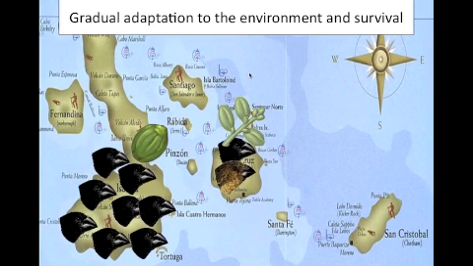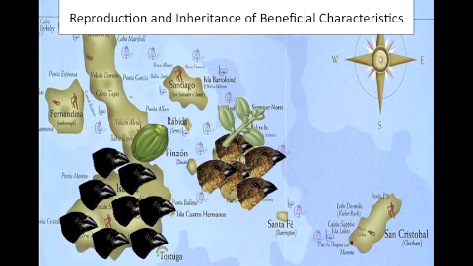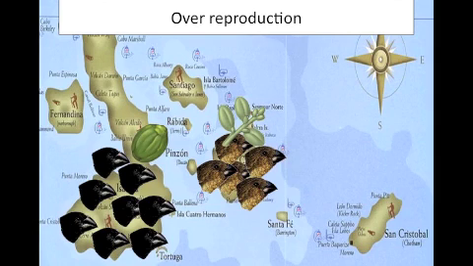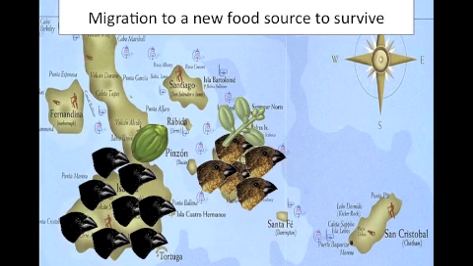So which one is more likely to get the food? Well, this one. So the one with the smaller beak is better suited to get food, so it survives, and then it passes on those genes to its next generation. But we're at the same situation again where it's so well suited to the food source that it's over-reproduced. What happens next? Well, the finch has to make a decision. So it decides to migrate because there's too much competition on that island.